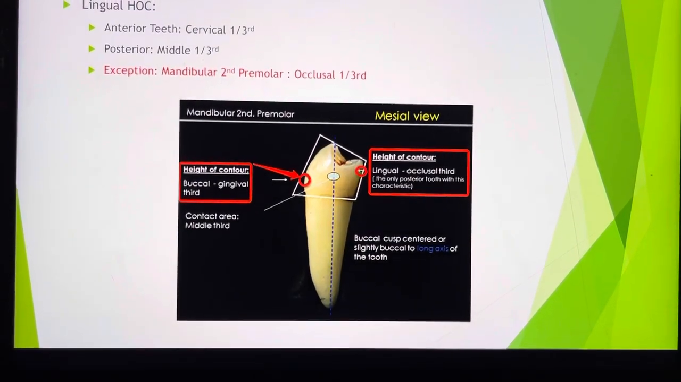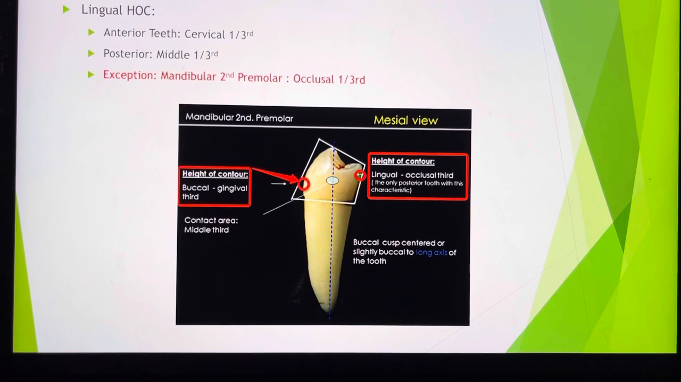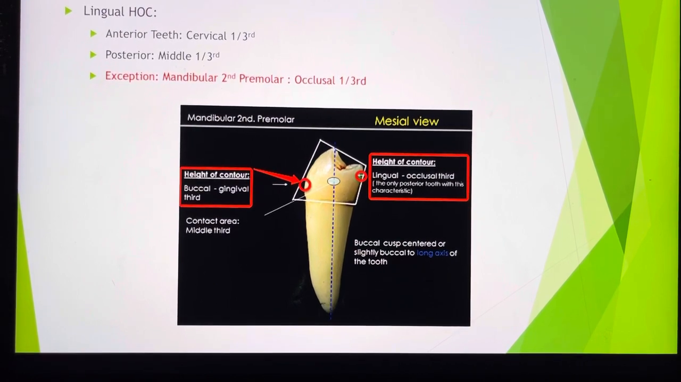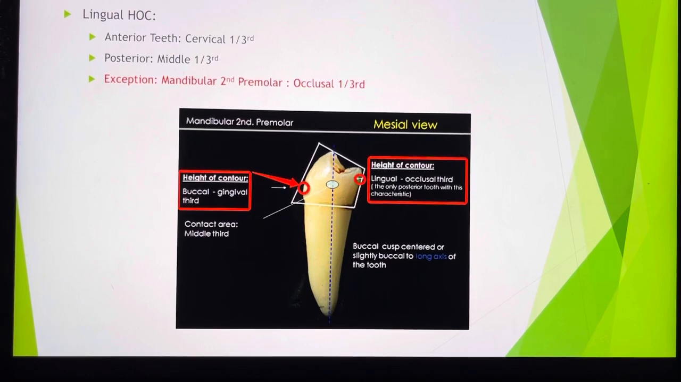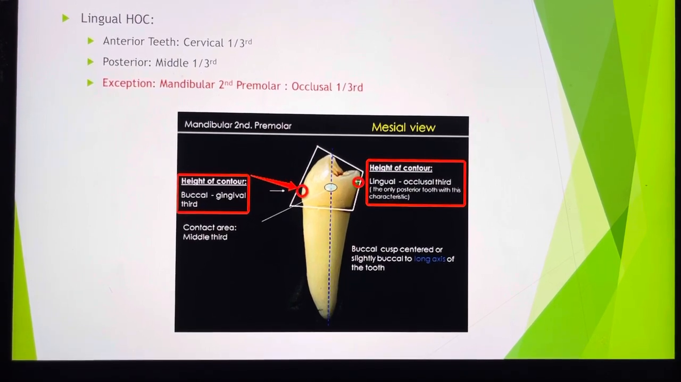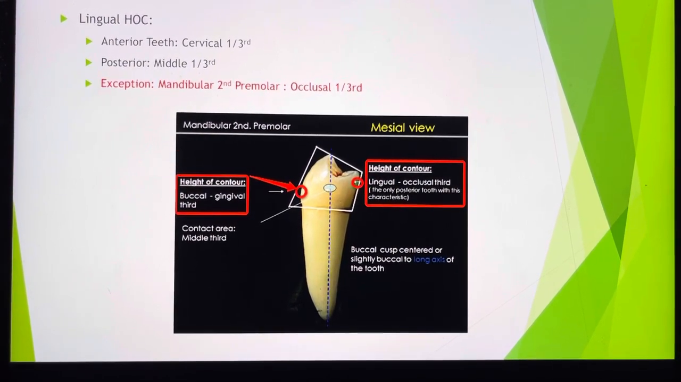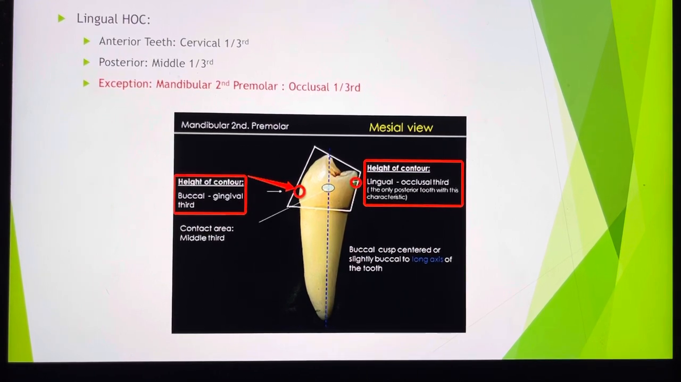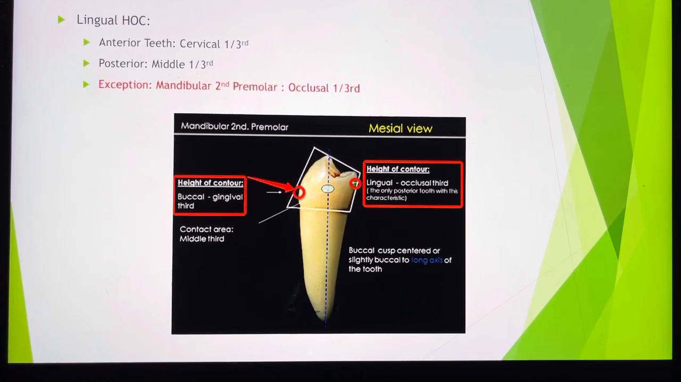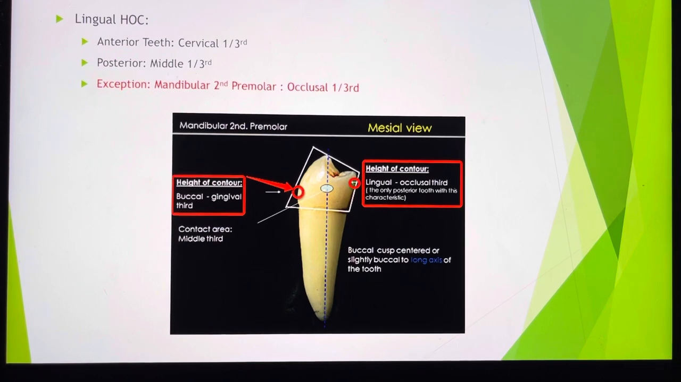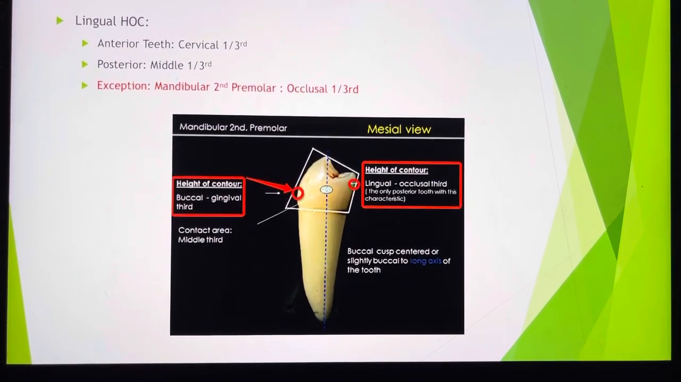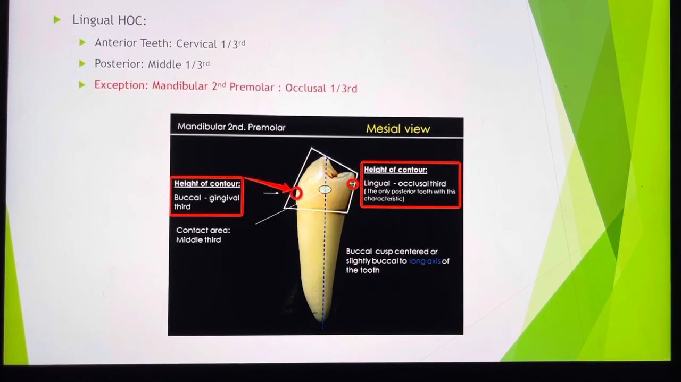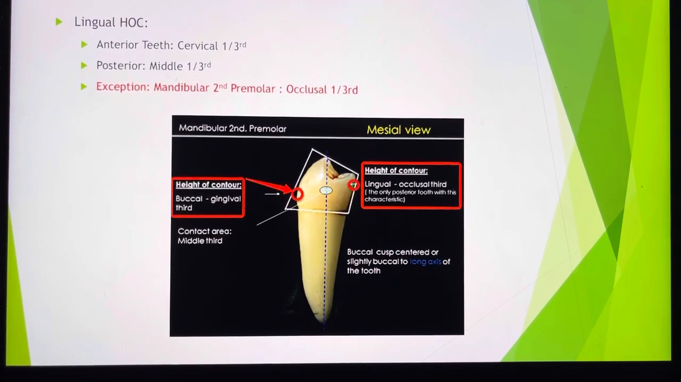Now, let's talk about the lingual height of contour. In the anterior teeth, in the lingual aspect, the height of contour is in the cervical third, whereas in the posterior teeth, the height of contour is in the middle third. There's only one exception to this rule, and that is in the mandibular second premolar. Here on the lingual aspect of the mandibular second premolar, the height of contour is in the occlusal third.